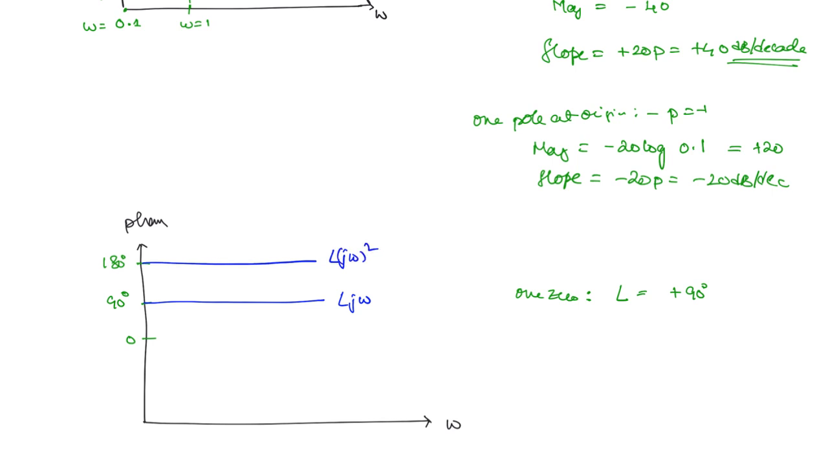Then what about if there is one pole? Then the angle is going to be at minus 90 degrees. This is the angle for phase for 1 by j omega. Okay. Similarly, if you have two poles, then it is going to be minus 180 degrees. Angle 1 by j omega whole square.